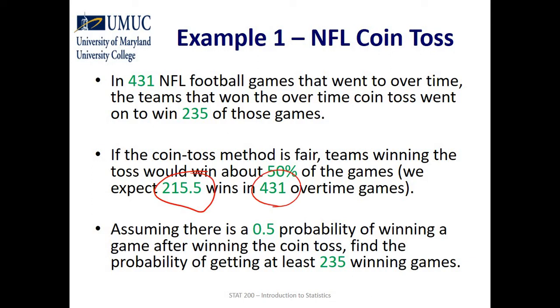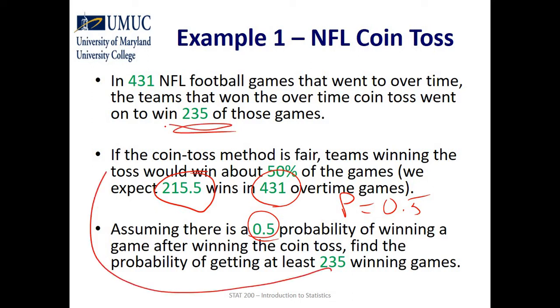So assume there's a probability of 0.5 of winning a game after winning the coin toss. We're going to call that a success. So p equals 0.5. Find the probability of getting at least 235 winning games. That's this value we have up here. So that's where that came from. Okay. All right.